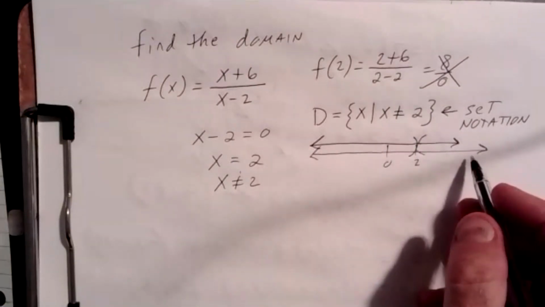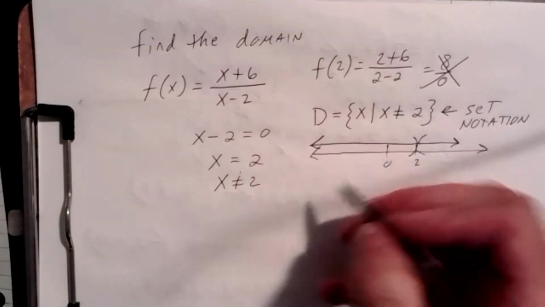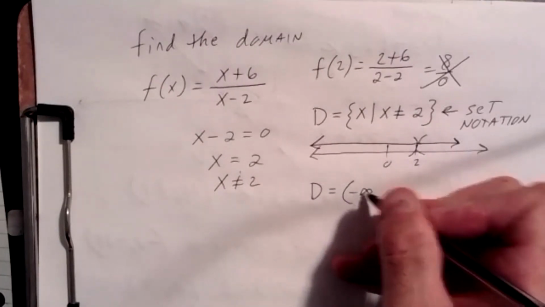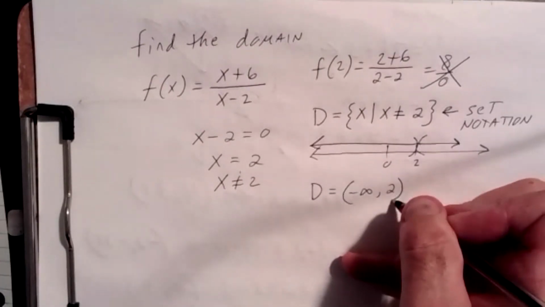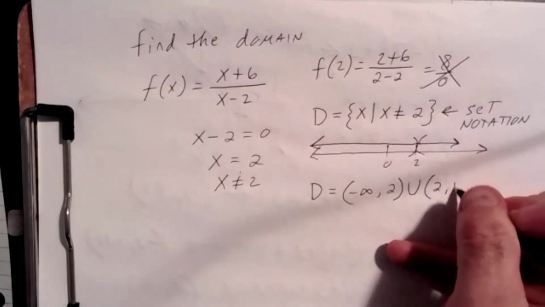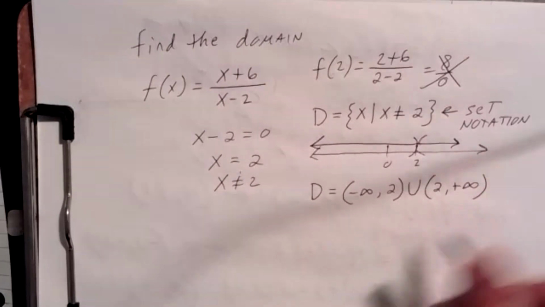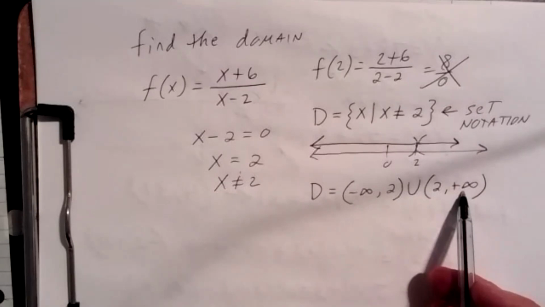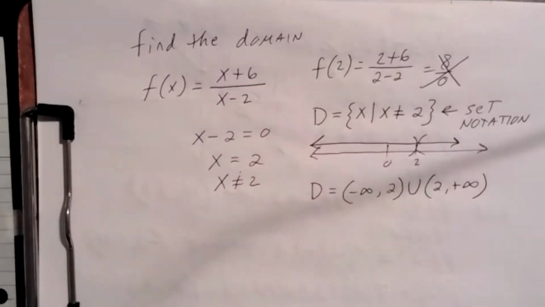This would be the graph of the domain of this function. How would we, using interval notation, represent this domain? We would say the domain D is from negative infinity up to 2, but not including 2, in union with not including 2 up to positive infinity. This is the interval notational way of saying all real numbers except 2 are in the domain of this rational function.